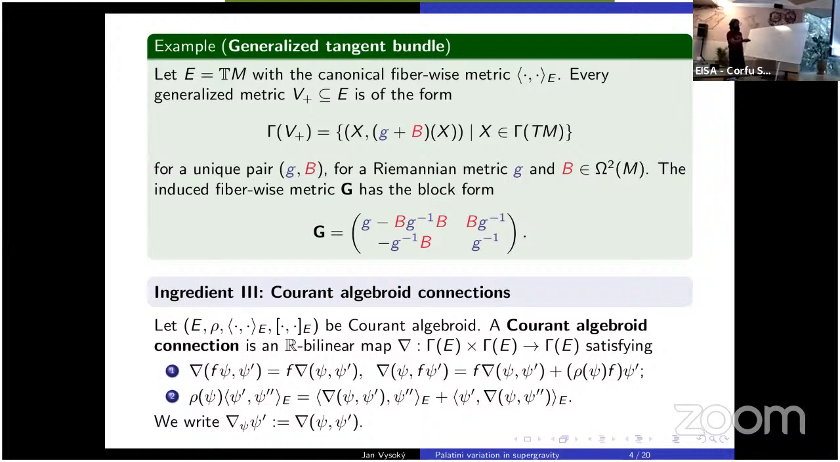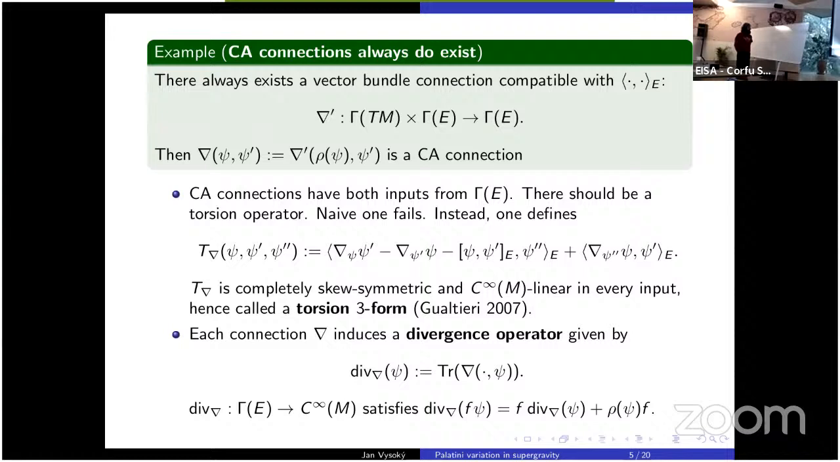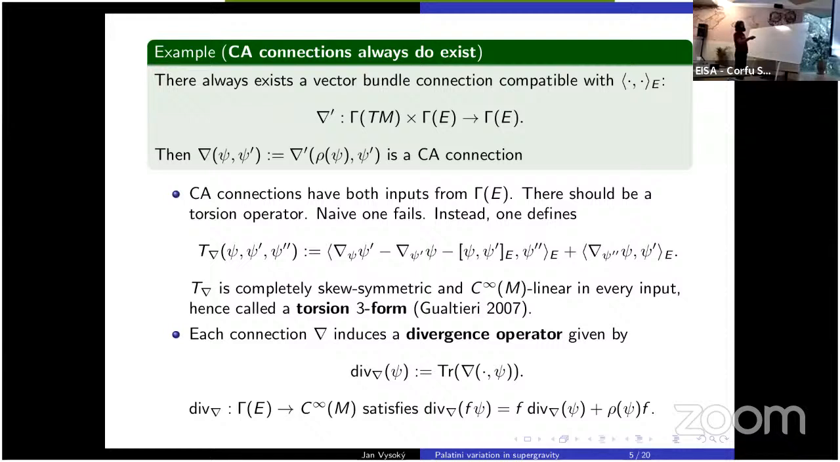But additionally, because on every Courant algebroid you have this canonical metric present, then you impose automatically the compatibility of this pairing with this connection. And of course, we use the common notation of covariant derivative along the section using this formula. Again, one can show that connections always do exist on every Courant algebroid. And there is a way how to see it. You can take any vector bundle connection, so ordinary vector bundle connection compatible with the pairing. There always exists one. And then you can use this to construct the Courant algebroid connections.